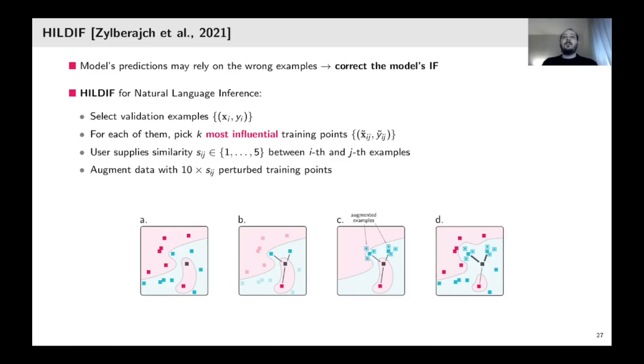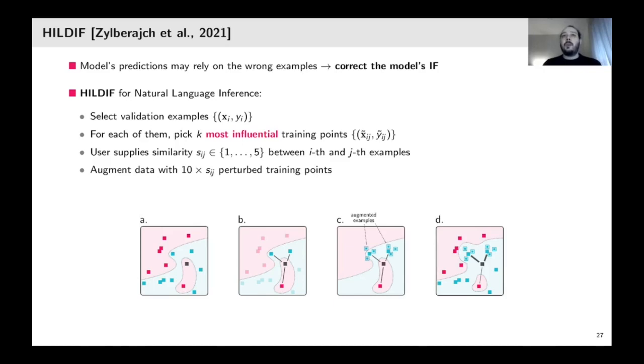HEALED IF repeats the following steps. First, a set of examples from the validation set are chosen as anchors. For each anchor, HEALED IF selects the most negatively influential training examples, that is, those examples that if upweighted will decrease the loss more, and shows them to the user. The latter then assigns a score in the range of 1 to 5 to the similarity of each anchor point to the influential example. A low score implies that the anchor is being wrongly influenced by the training point.